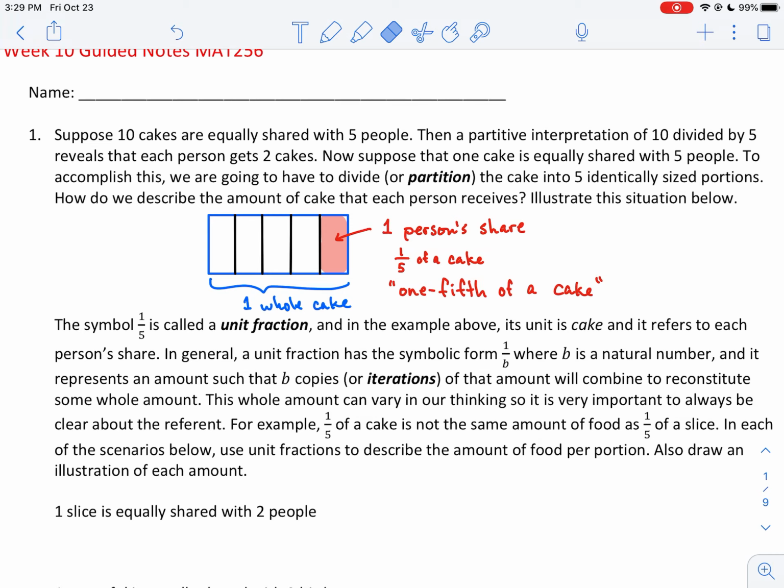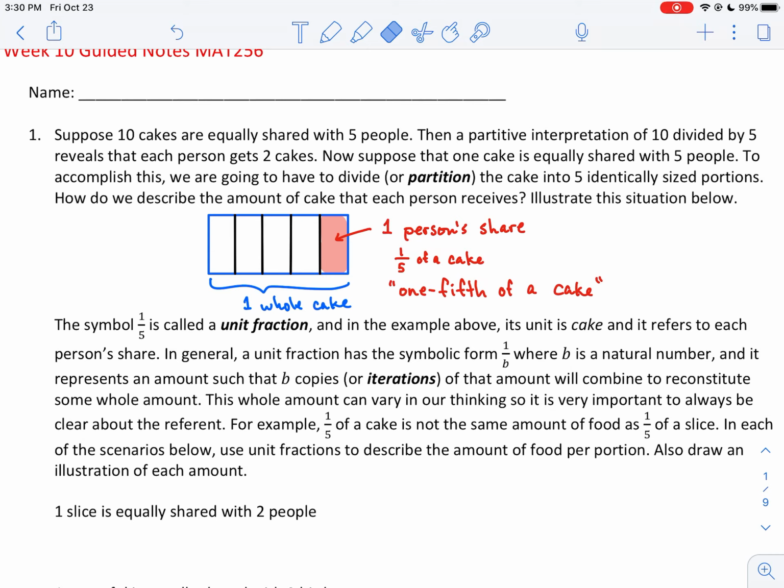This whole amount can vary in our thinking, so it is important to always be clear about the referent. And back to reading. For example, 1/5 of a cake is not the same amount of food as 1/5 of a slice. So in this unit, and in math in general, when you're talking about it being applied to things, it's always extremely important to be mindful of and to say in your language the units.